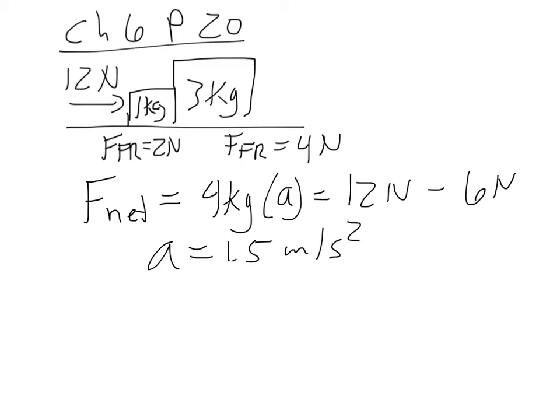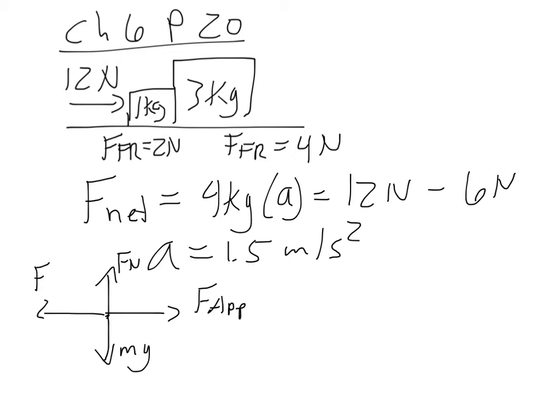Now we draw a free body diagram for just the Wheaties box. It has mg acting down, has a normal force acting up. Don't have to worry too much about that because they gave us the friction, so we don't need to use the normal force. There's some force being applied that's pushing the Wheaties box to the right. And then there is a force of friction that's trying to hold it back, pushing to the left.